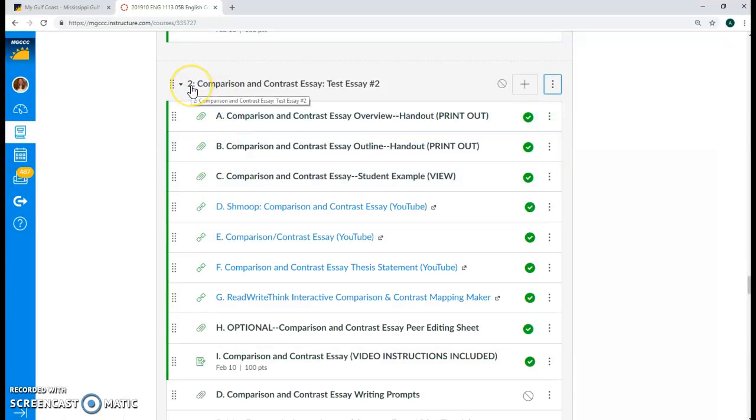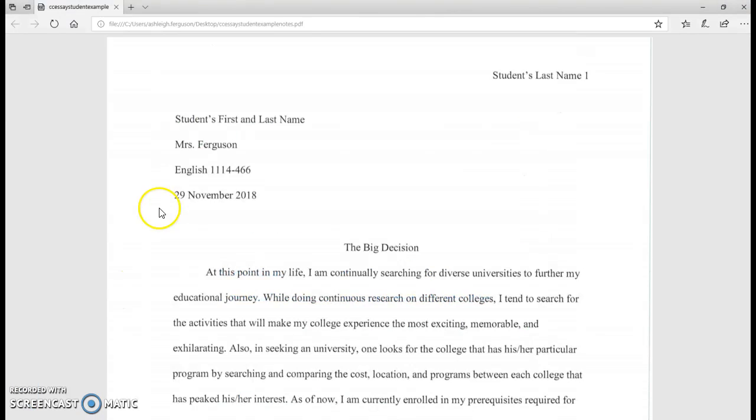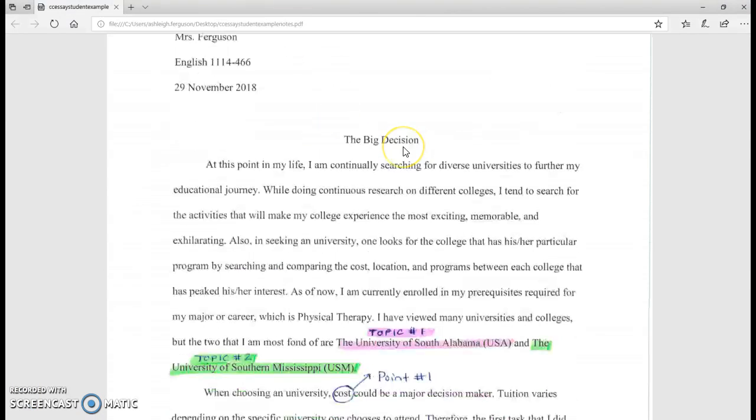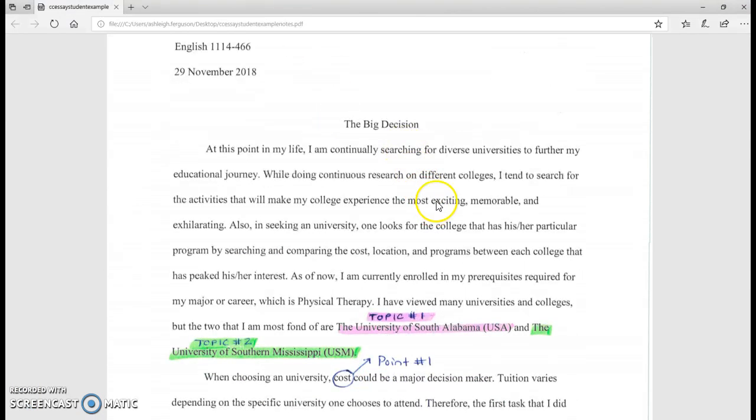Now, you're going to notice that you have an example essay, okay? When you look under that module 2, okay, there's a student example. It's letter C. Okay, comparison and contrast essay, student example. Now you're going to notice that this is that example. Now I kind of highlighted just for your reference, so you would understand what I mean by reference both your topics and, you know, your points in your essay.